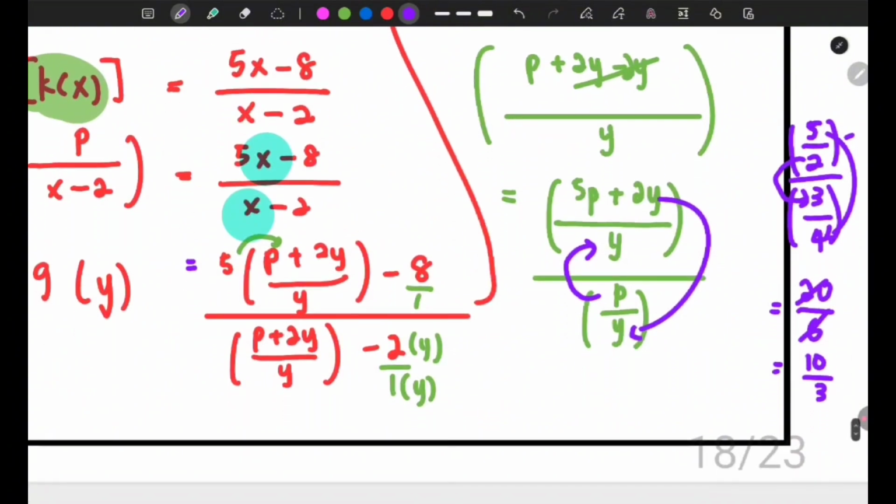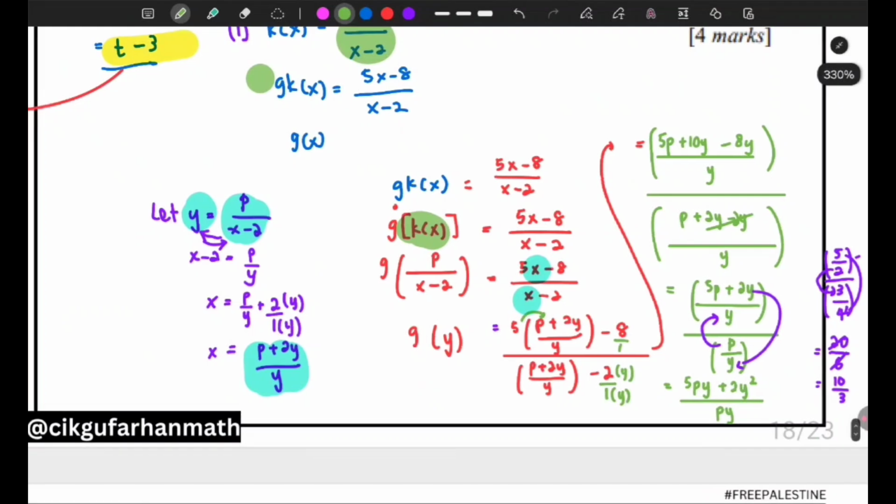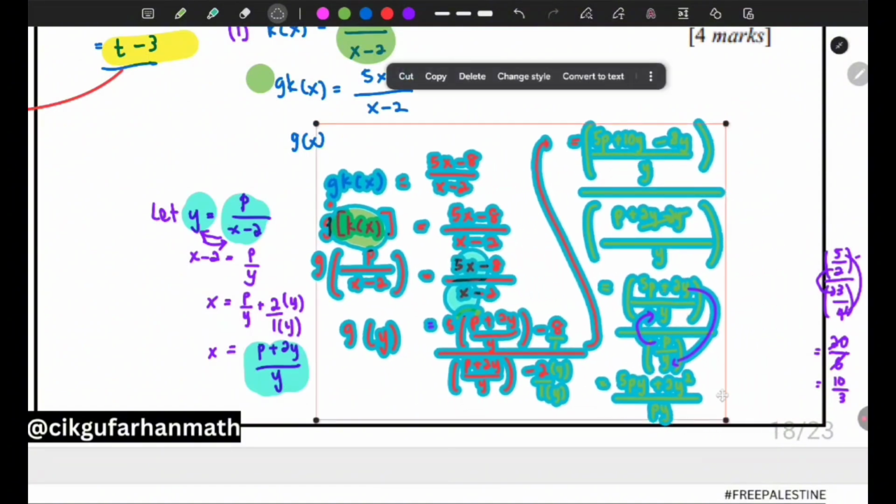So 5p you times y, looks like I don't have space also. 5py, 2y times y, I get 2y square. Py times just py, and tada, is the simplest form. Actually not the simplest form, you still can cut away the y. I need more space. Looks like don't have space to continue. Okay, wait, I make it smaller.